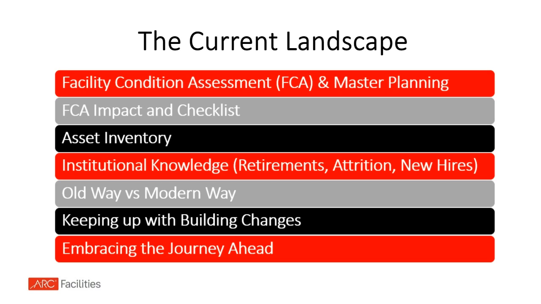And we're going to really go down and look at the current landscape of what we're hearing out in the field too. It's facilities condition assessments, like I said, and how it impacts master planning. We're going to really look at the impact of what an FCA can mean for your org. And we'll look at some of those checklist items that are typically included in an FCA. Also, we're going to look at the importance of asset inventories, the institutional knowledge within an organization, and how that can impact what is out in the field and what you know is actually out in the field.